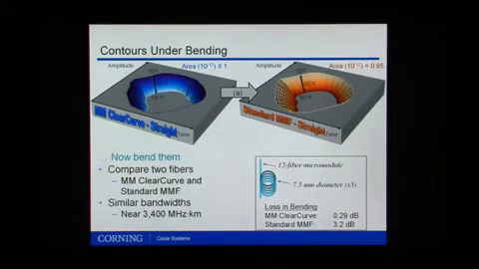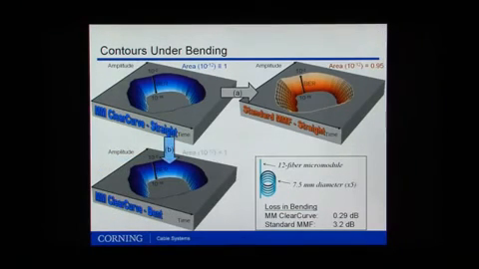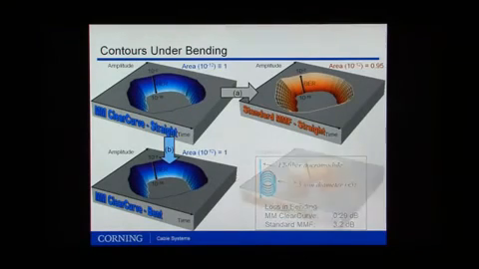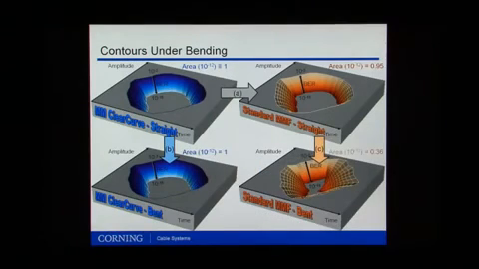We can now bend these fibers with 5 wraps at about a 7.5 millimeter diameter. The ClearCurve fiber had only 0.3 dB of loss, while the standard had almost 3 dB of loss. The multimode ClearCurve fiber showed very little change, if any, in the contours, while the standard multimode fiber showed a serious degradation in the contour shape. These are a lot more bowl-shaped, with the area at the bottom a lot smaller.